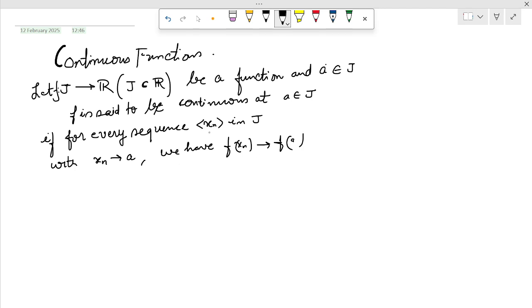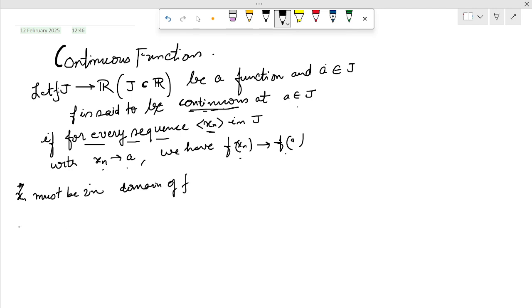Please remember, I'm saying for every sequence xn in J, this must be the case: if xn converges to A, then f(xn) must converge to f(A) if f is continuous. So if f is continuous at A, then for every sequence xn in J with xn converging to A, we have f(xn) converging to f(A). We have to understand that xn must be in the domain of f. This is something that one must note.